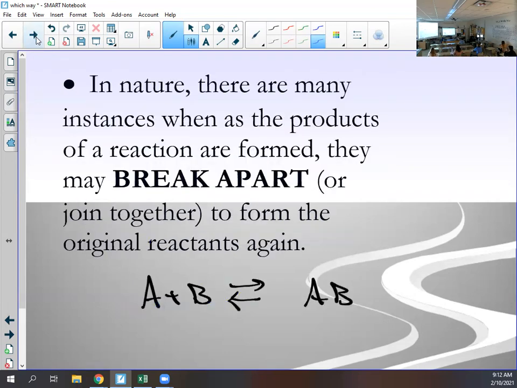All right, here we go. In nature, there are many instances when as the products of a reaction are formed, they may break apart or join together to form the original reactants again. Yeah, it is kind of cool. So this is obviously the same thing from last year, but I just wrote it different. We had A plus B makes AB. Or we could have AB break apart to form A plus B again.